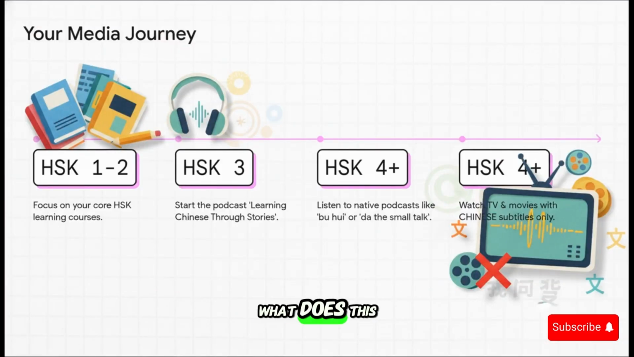So, what does this whole media immersion journey look like? Well, here's a basic timeline. In the beginning, just stick to your course. Then, around HSK 3, you're ready for podcasts made for learners. By HSK 4, you can dive into native content. But here's the golden rule, the most important part of this slide. For TV and movies, Chinese subtitles only. English subtitles become a crutch, and they will absolutely short-circuit your learning.